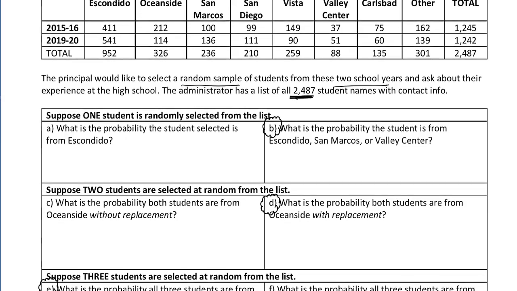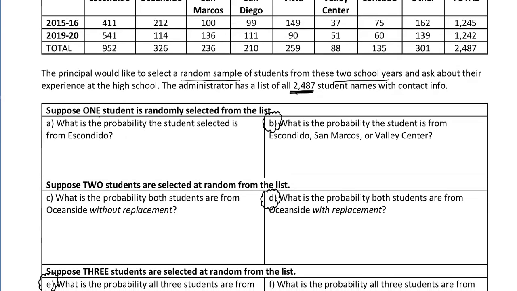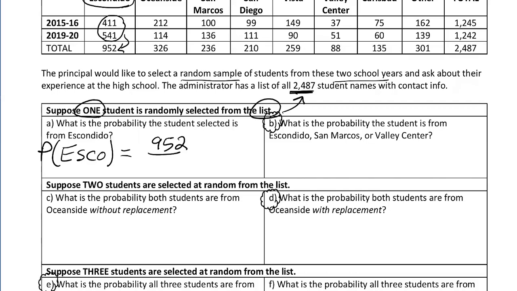So let's answer a couple of probability questions. Suppose one student is selected at random from the list. What is the probability the student selected is from Escondido? Well, you have this Escondido, and you would add these two, which I've done right here for you. The probability of an Escondido student would be 952 over the total from the list, and the total from the list is 2,487.